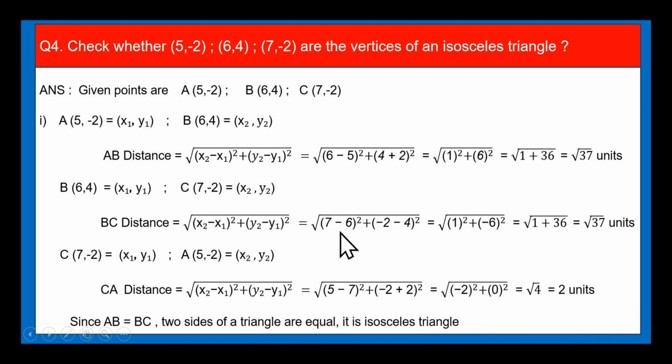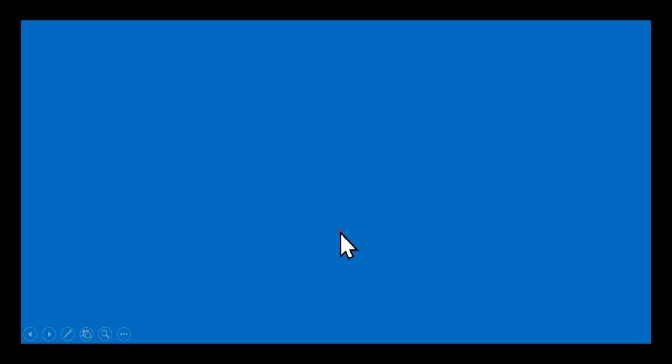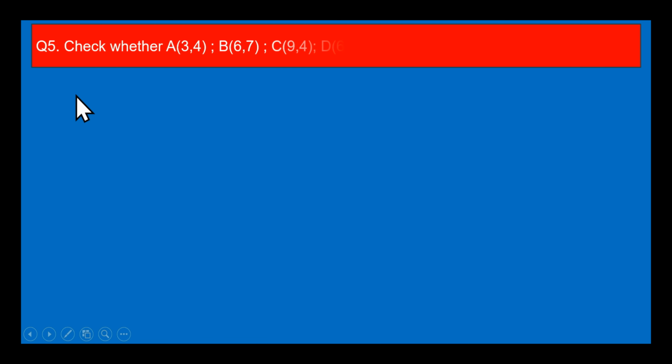Good. Now let us solve question number 5. Here is question number 5, dear students. Check whether the points A (3, 4), B (6, 7), C (9, 4) and D (6, 1) are the vertices of a square. I shall repeat. Check whether the points A (3, 4), B (6, 7), C (9, 4) and D (6, 1) are the vertices of a square or not.